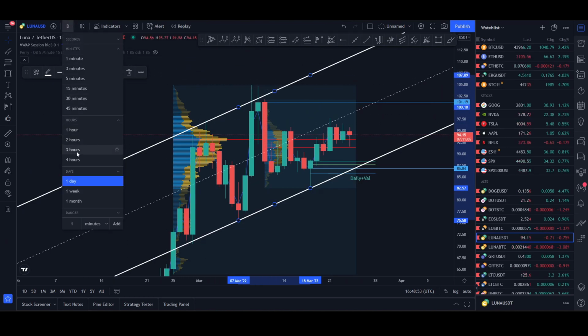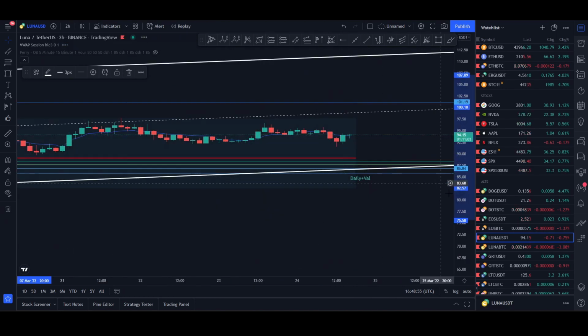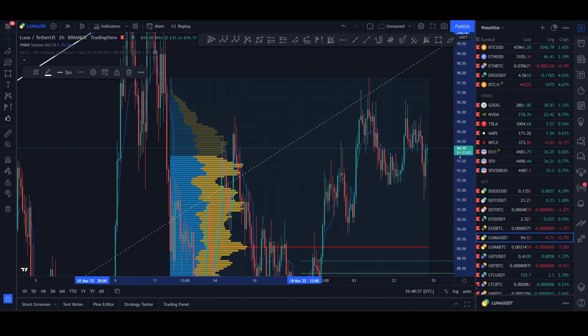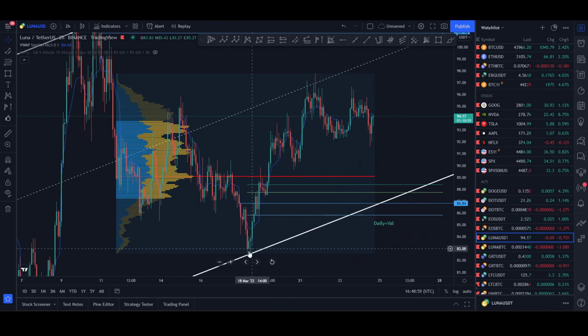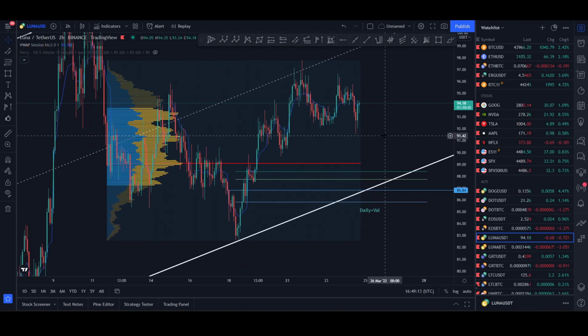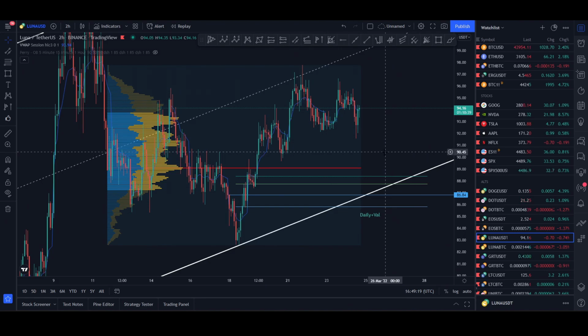Now, if we zoom in, maybe into the 2 hour time frame, what we can see right here is that we have bounced from the low of the range, and basically we had bullish market structure until now. As you can see, we right now made a lower high and lower low. So one could expect Luna to go even lower and hit some levels.